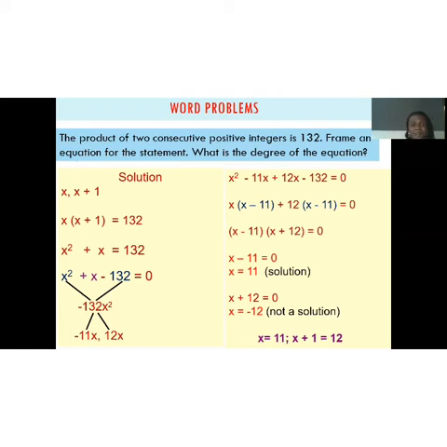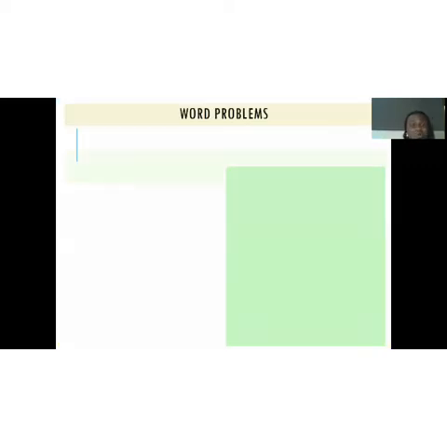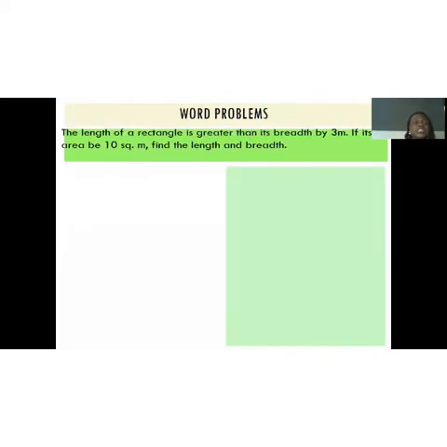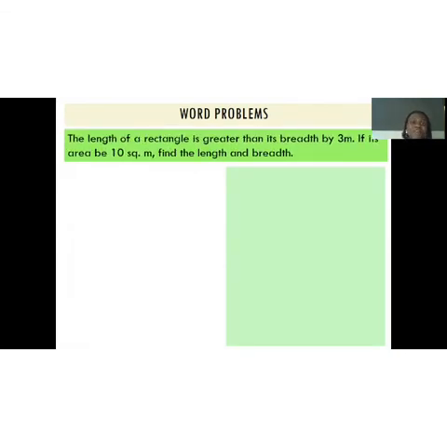Okay, so that's that for the first example. The last example now is on a rectangle. The length of a rectangle is greater than its breadth by 3 meters. If the area is 10 square meters, find the length and the breadth.